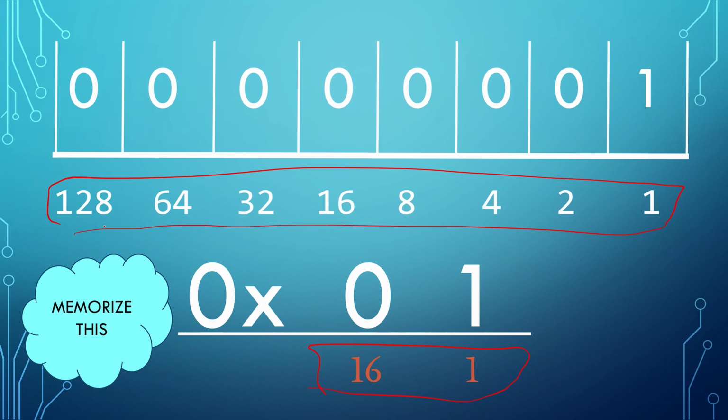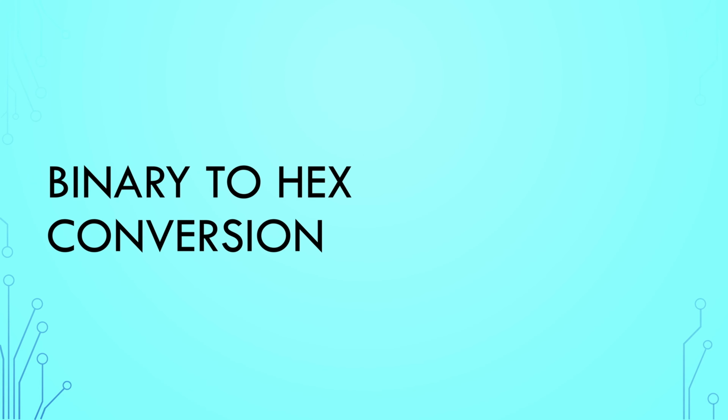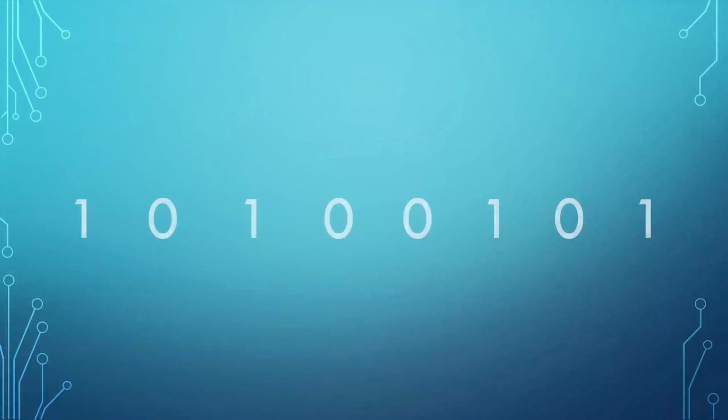And if you ever forget these values, for binary, you just keep doubling until you run out of space: 1, 2, 4, 8, and then keep going. How about binary to hex conversion? Binary to hex conversion is actually the easiest way to get from decimal to hex, to be honest. How do we do it?